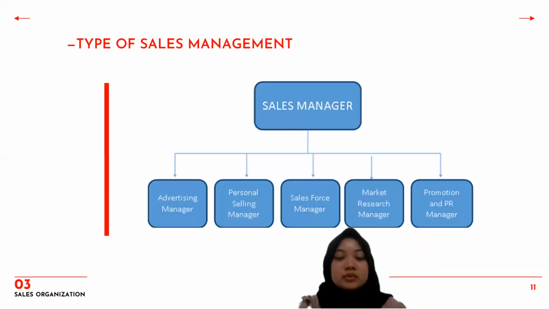Next is about the types of sales management. We can see on the screen that sales management is led by the sales manager, and the employees are the advertising manager, personal selling manager, sales force manager, market research manager, and promotion and PR manager.